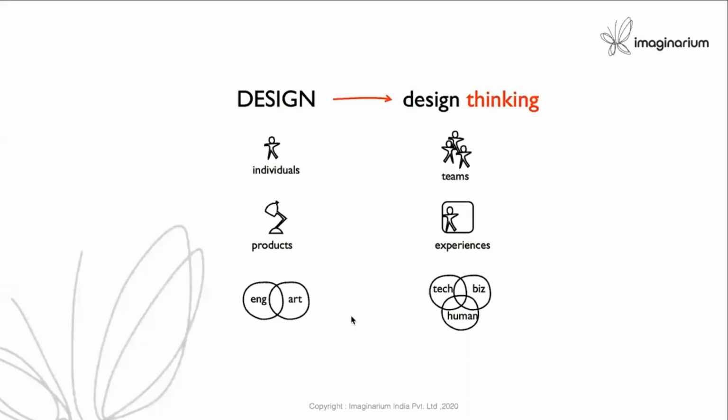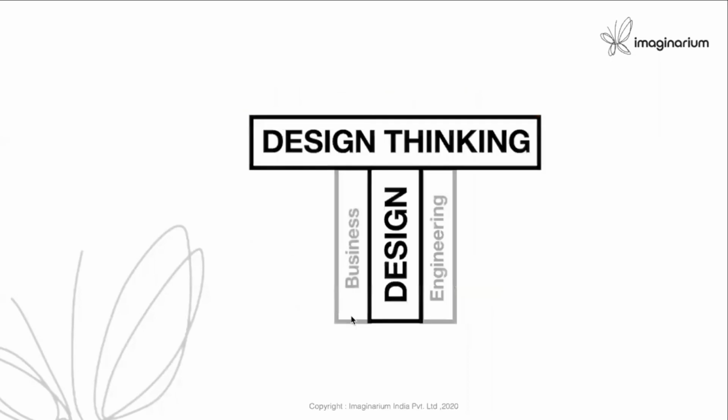That's very important. Sometimes they say it's horizontal and vertical, but I think the vertical is very important. Vertical is the foundation. You can see one side you have business, the other side you have engineering. These two are going to feed the design. And what you get is what people generally believe in as design thinking. So you can see it is going deeply into business, deeply into design, deeply into engineering. And that's what we call design thinking.